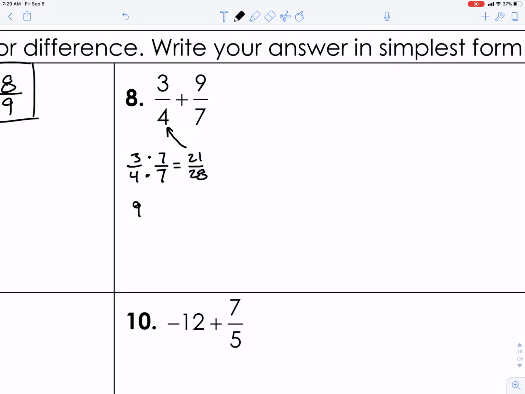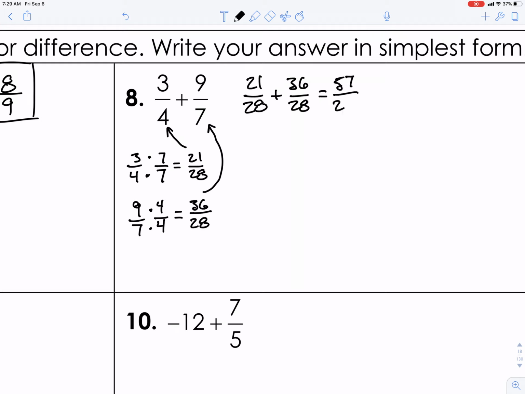The next one, 9 over 7. Well, I need to multiply by 4 in the numerator and the denominator. That's going to give me 36 over 28. So now that is going to replace this. So now I have 21 over 28 plus 36 over 28. And if I add them straight across, 21 plus 36 is 57. And I leave the denominators alone. I don't mess with it.